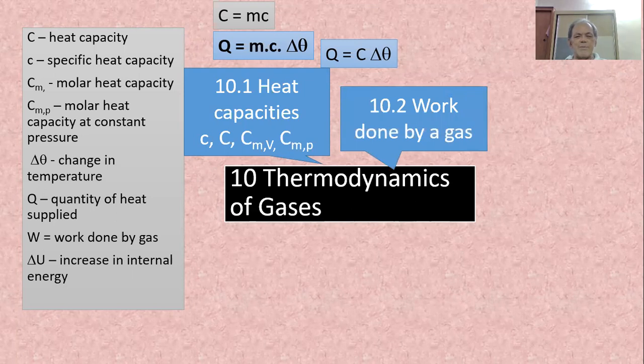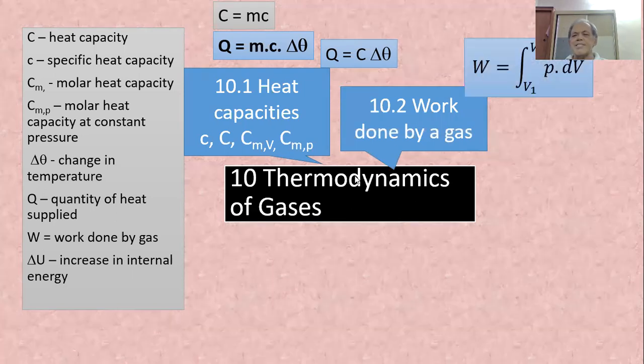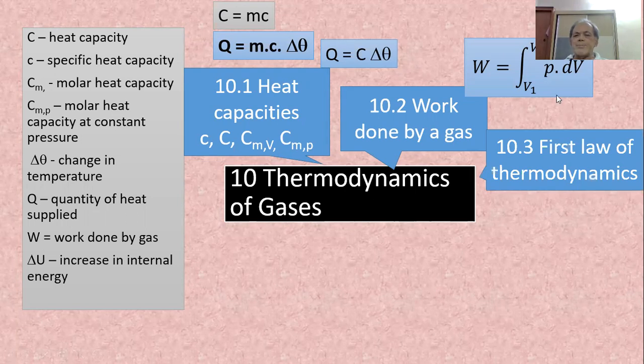Then we will go to 10.2, work done by gas. That is the formula, integration. P is the pressure, dV is the differential in volume. First law of thermodynamics: Q equals delta U plus W.